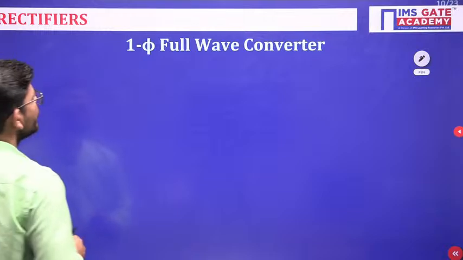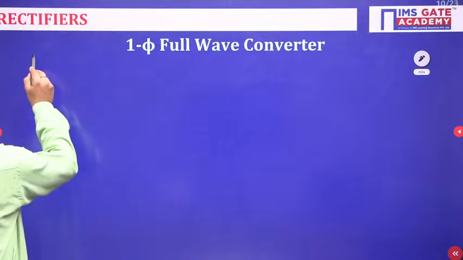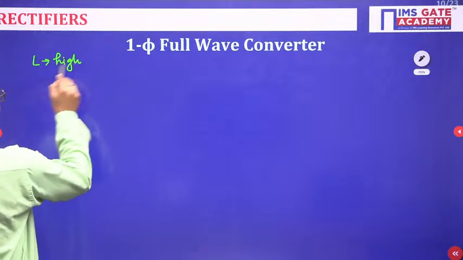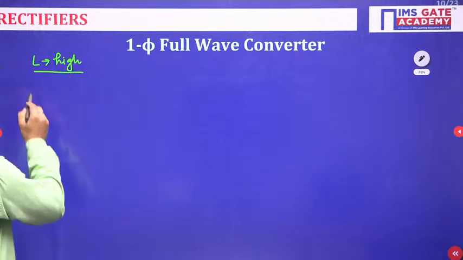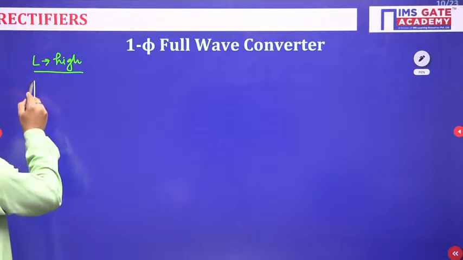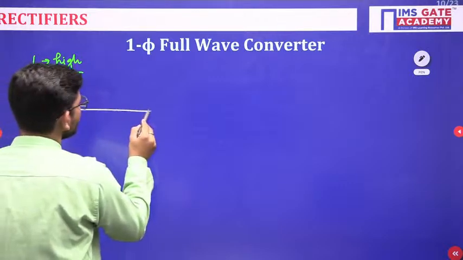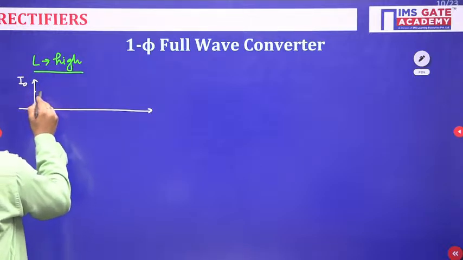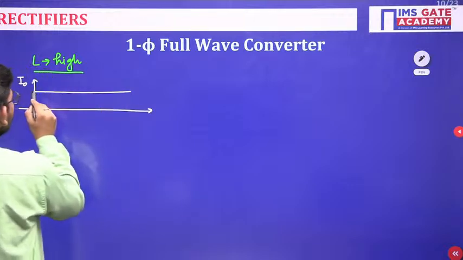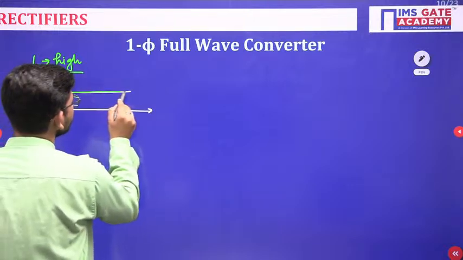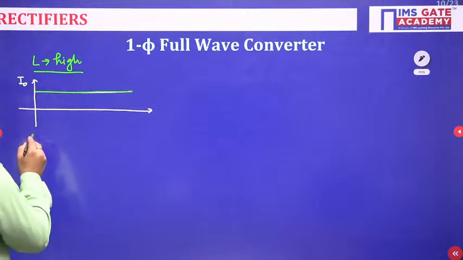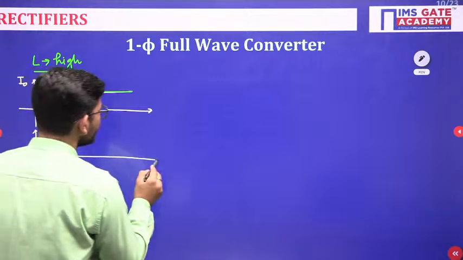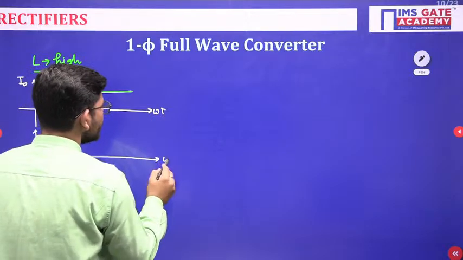Now if we assume that the circuit inductance L is very high, what will happen? If the L value is very high, then your output current will become ripple free and constant like this. Then what will be the source current? If I plot it, the source current will have this particular shape.